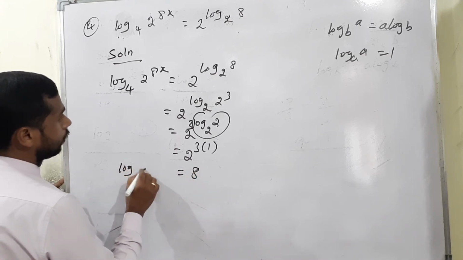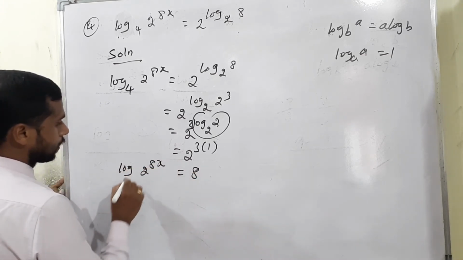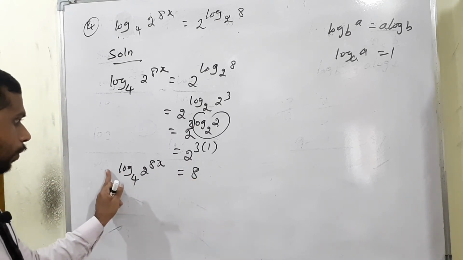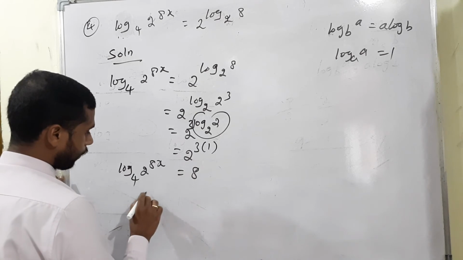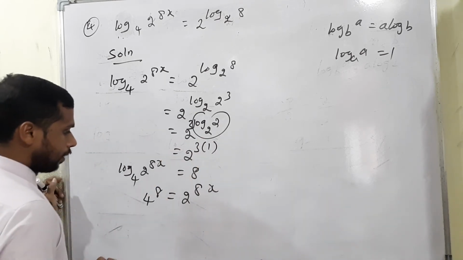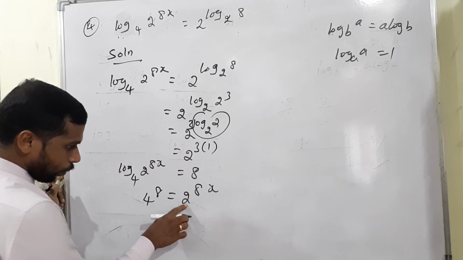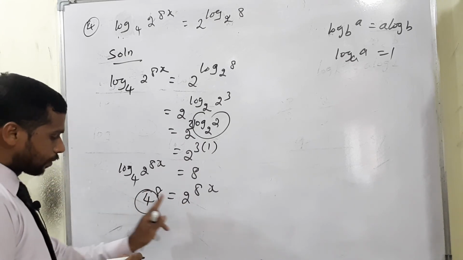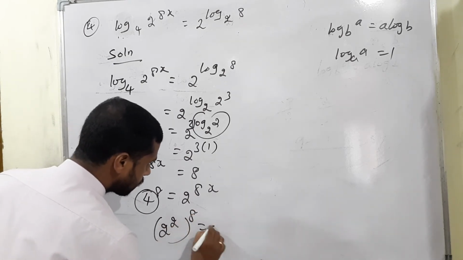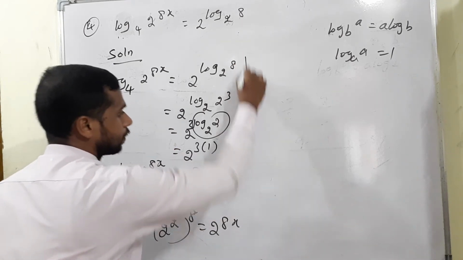Now log base 4 of 8x is there. If you remove the log, the 8x comes to the exponent, isn't it? Therefore we write 4 to the power 8x, I mean 4 to the power 8 is equal to 2 to the power 8x. Now the base on the opposite side is 2, so we have to change 4 also to base 2. What do we have to do? 2 squared, to the power of 8, is equal to 2 to the power 8x.